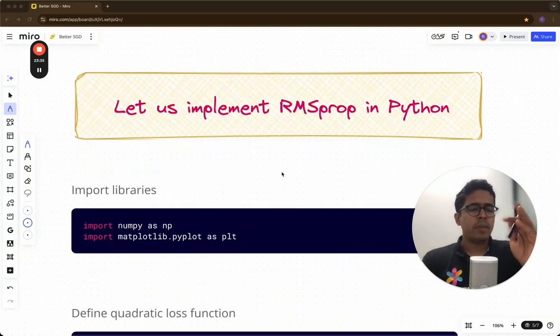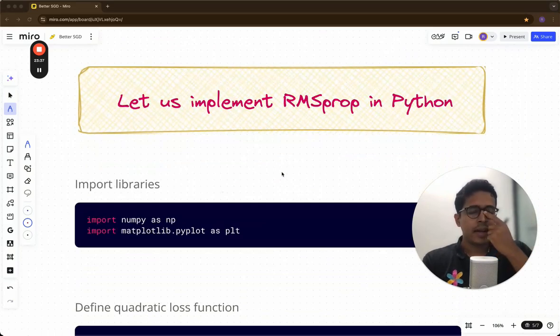Now let's implement RMSprop in Python, and as usual I have already written and tested the code.